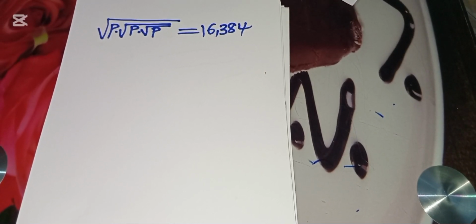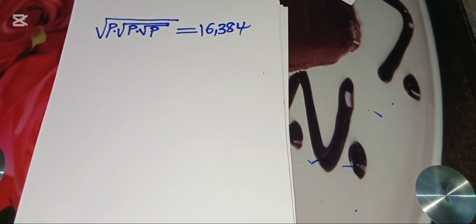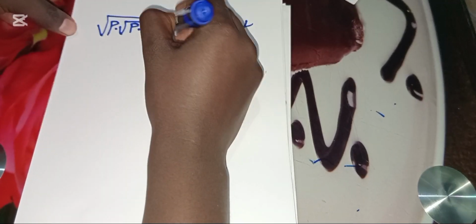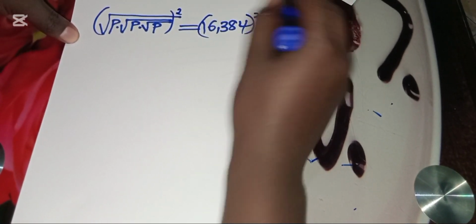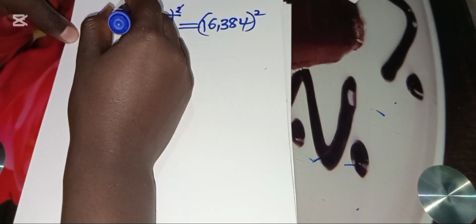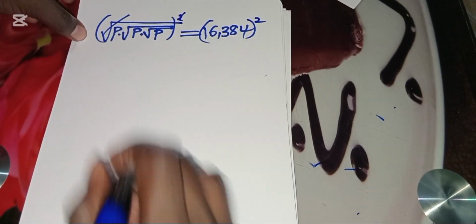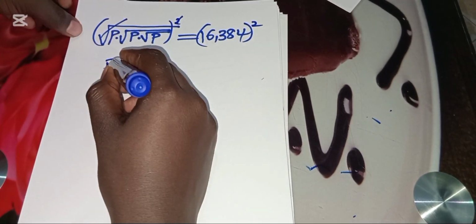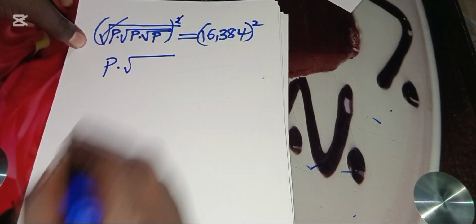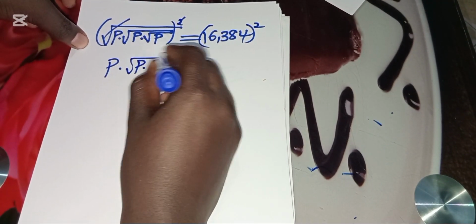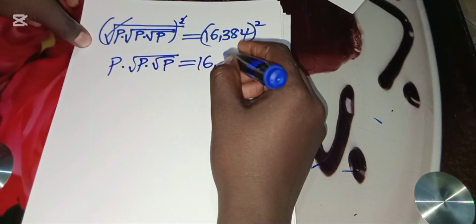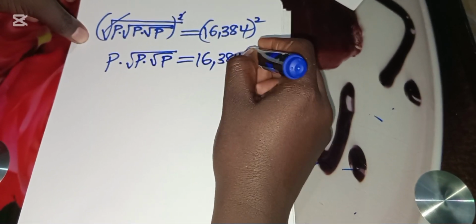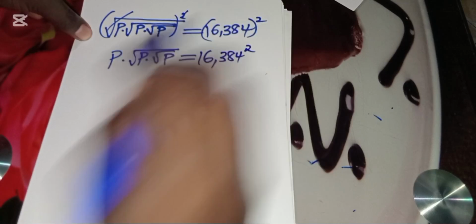Okay, so in this case, the first thing to do is to square both sides. If you square, we eliminate the first square root sign, so that you'll have p multiplied by the square root of p multiplied by the square root of p, which is equal to 16,384 raised to power 2.